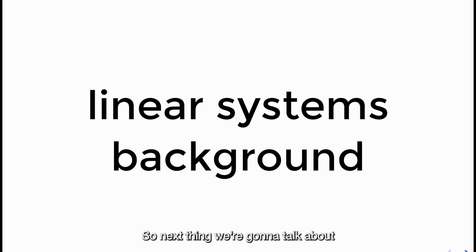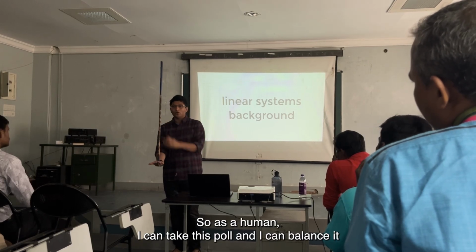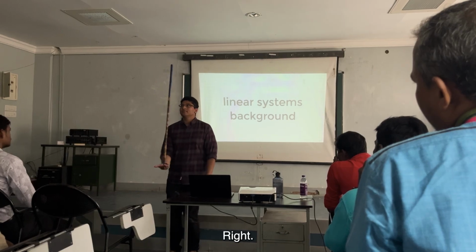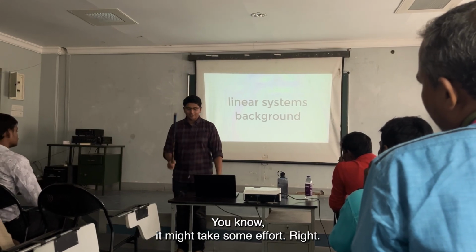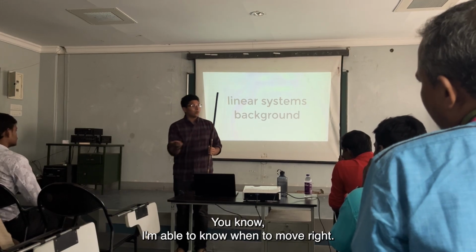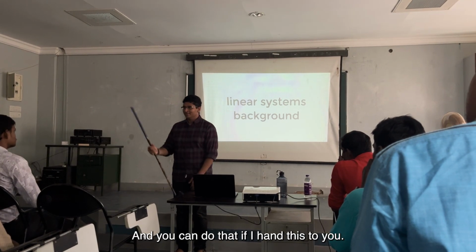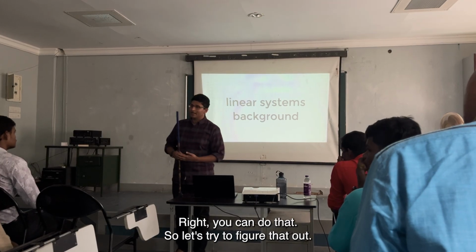So next thing we're going to talk about is called linear systems. As a human, I can take this pole and I can balance it, right? You know, it might take some effort, right? But how am I able to do that? I'm able to know when to move right, when to move left, right? Any of you can do that if I hand this to you, right? So let's try to figure that out.